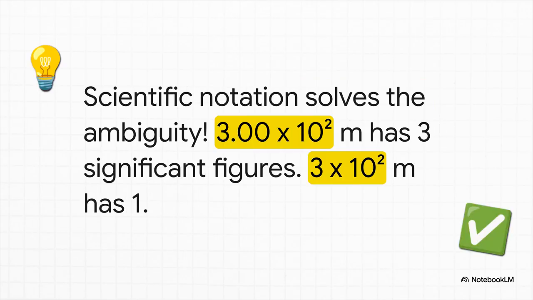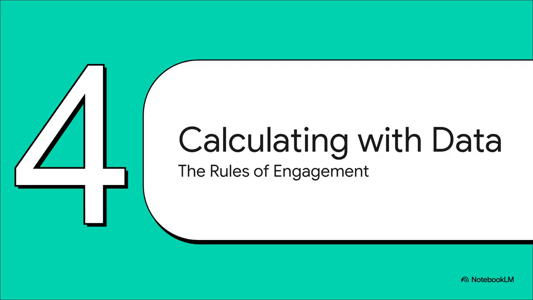And this brings us back to why scientific notation is just so brilliant. It completely solves this problem. If I write 3.00 times 10 to the 2, I am telling you with no doubt that there are three significant figures. If I write 3 times 10 to the 2, I'm saying there's only one. All the ambiguity is just gone. It's pure clarity.